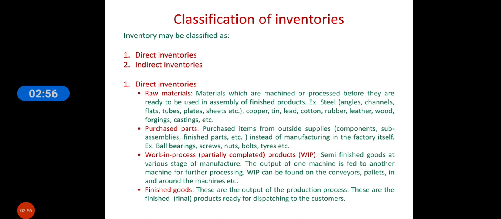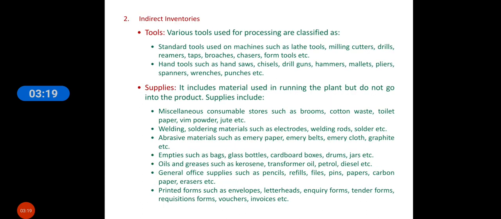Then we have work in progress inventory, or you can say the goods which are in process, are material that has been partly fabricated but is not as yet completed. Then finished products are completed items which are ready for shipment. Then we have indirect inventories, which are not included in our goods, but they are the inventories which support us to produce the goods in a more efficient way.